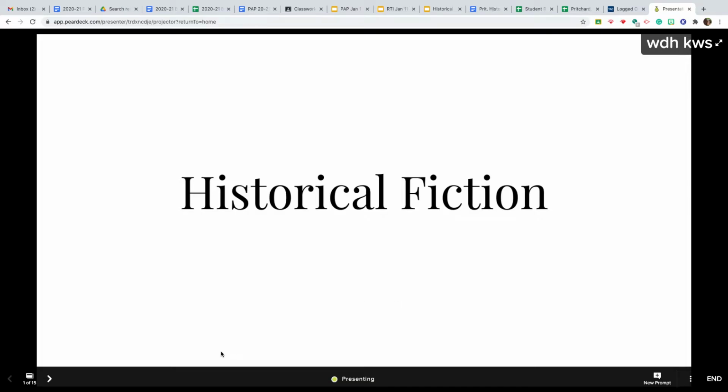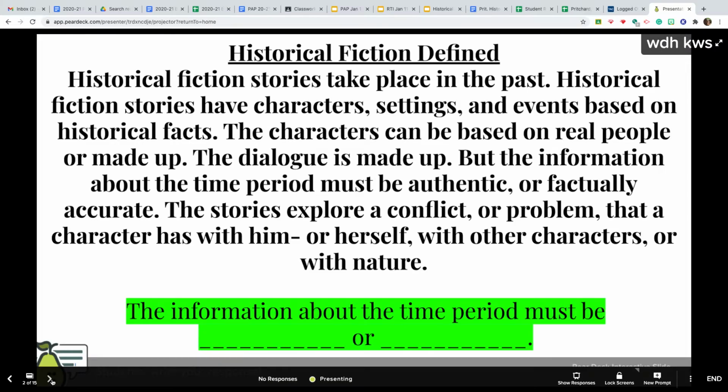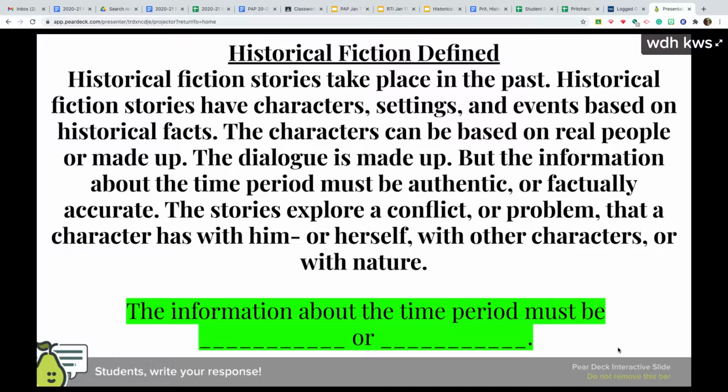Okay, historical fiction. Historical fiction stories take place in the past. Historical fiction stories have characters, settings, and events based on historical facts. The characters can be based on real people or made up. The dialogue is made up, but the information about the time period must be authentic or factually accurate.